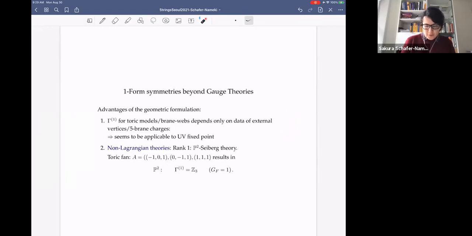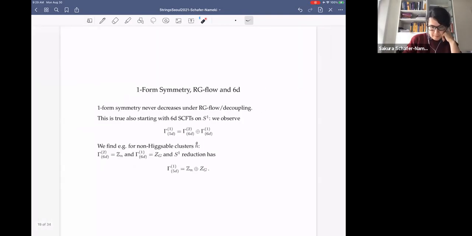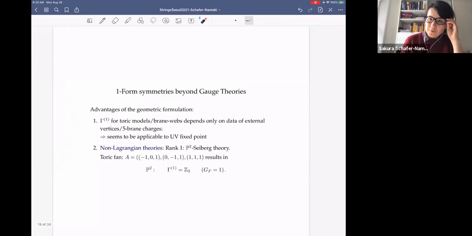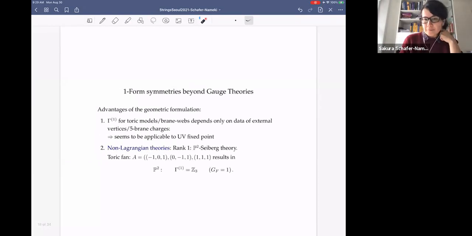And then we also saw earlier today this non-Lagrangian theory. What I mean by that is there are theories in 5D that on the Coulomb branch don't have a non-abelian gauge theory description, like the P2 theory. They can also have one-form symmetries, which you can compute just using this geometric analysis, or, if you want, a brane web analysis. Okay. Are there any questions about what I've said so far?